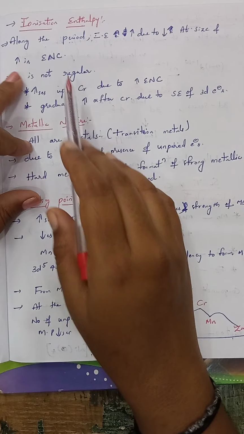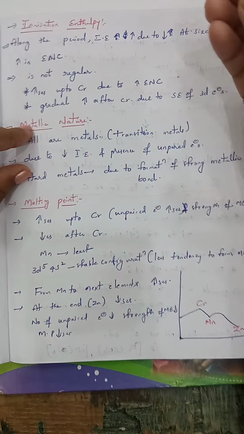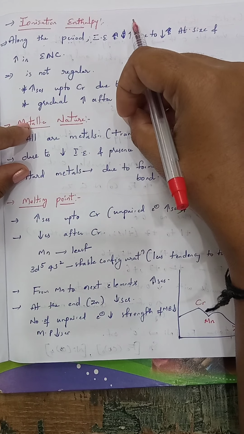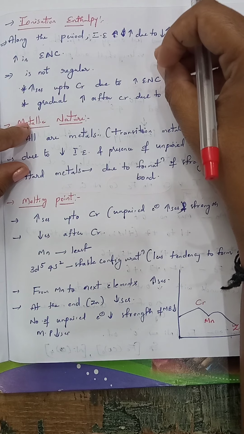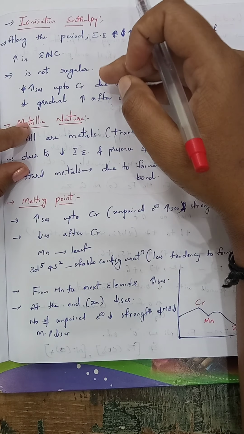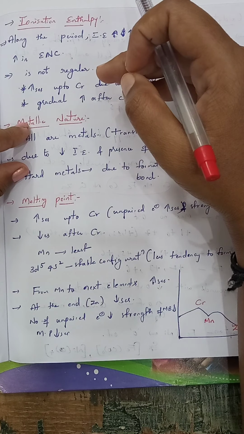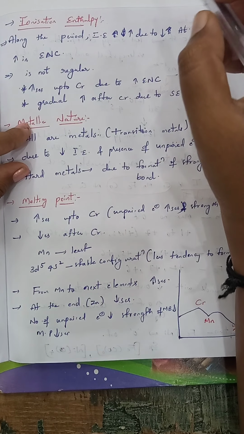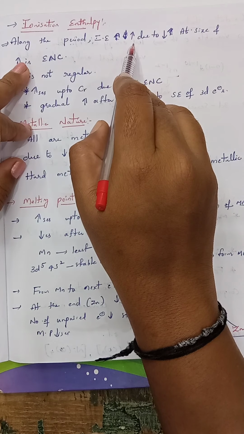Now see the next property, that is ionization enthalpy. What is meant by ionization enthalpy? The general definition is that the amount of energy required to remove the outermost electron from its gaseous state is known as ionization enthalpy. It is the amount of energy required to remove the last electron from the outermost orbital. Along the period, this ionization enthalpy increases.